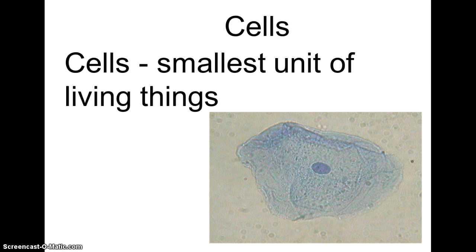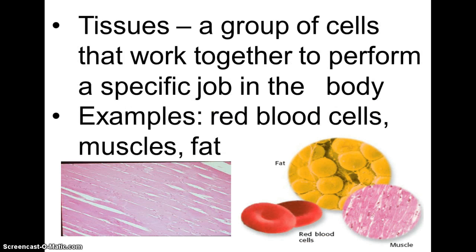For some organisms, they are made of multiple cells, and so they have many cells that work together, and that's called a tissue. It's a group of cells that work together to do a specific job in the organism. Examples of some tissues that you have are red blood cells, muscles, fat. Those are some of the ones that you have in your body.